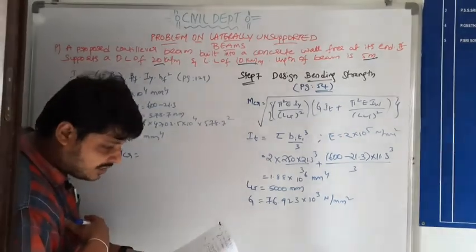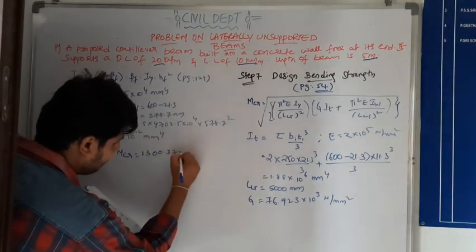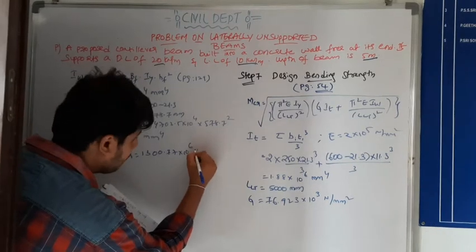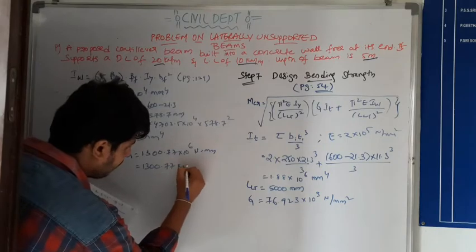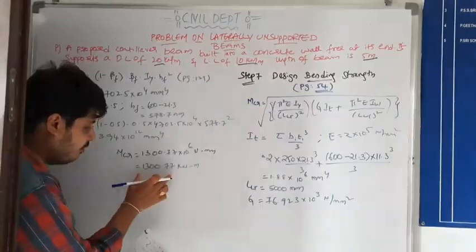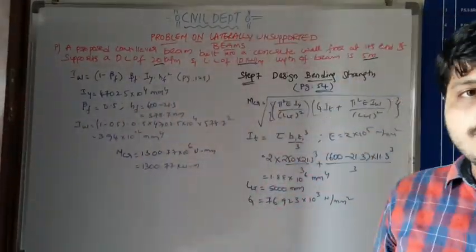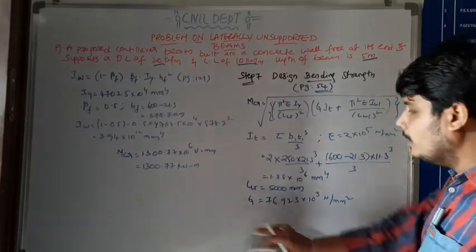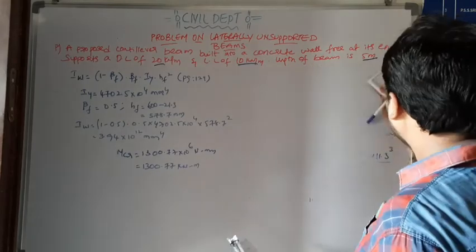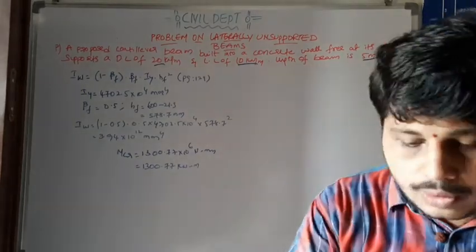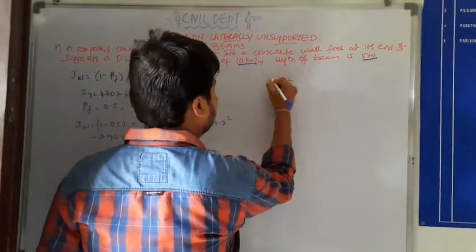the value of MCR is 1300.77 into 10 power 6 Newton mm, that is 1300.77 kilonewton meter. So we will get the value of MCR as this one, 1300.77 kilonewton meter. So this is one of the solving formula parameters. So we know MCR. Now it is easy to solve lambda LT.